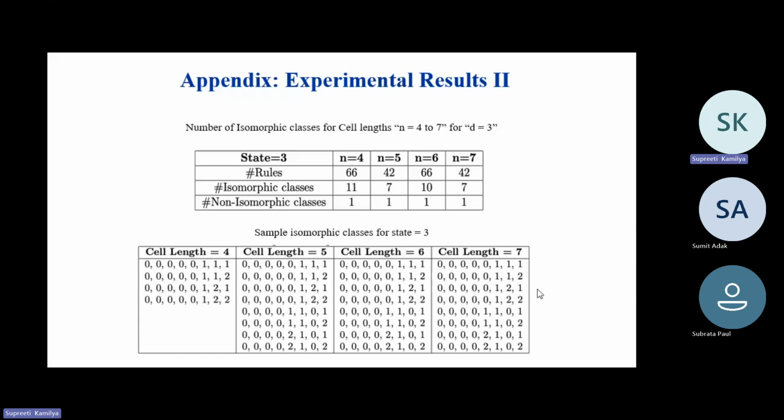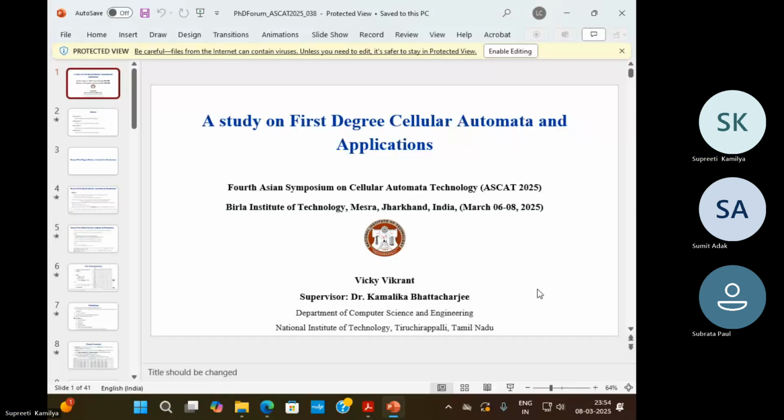A very basic question. Why do you call it a first degree CA? I can see the expression, it was some XYZ. It should be degree 3. Why are you calling it first degree?